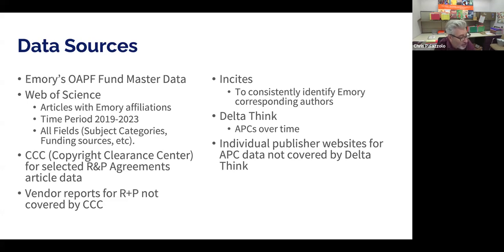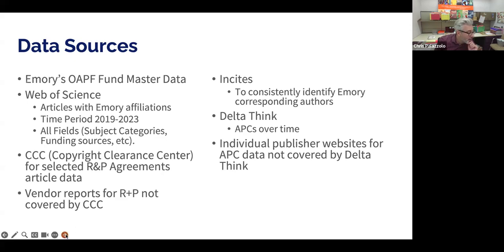We use Delta Think, a tool we subscribe to that gives us APCs over time. They've done a lot of work in scoping and going across many websites and scraping data about prices that different publishers and different journals within the same publisher portfolio are charging. So we got that. And of course, that is not so much dated as it needs to be updated every once in a while. Also, there are titles that are not included, because they're not trying to do every single journal. They're trying to do as many as they can. So we did have to supplement with individual publisher data on APCs, and we tried to get as close as we could to the fee paid in that year.